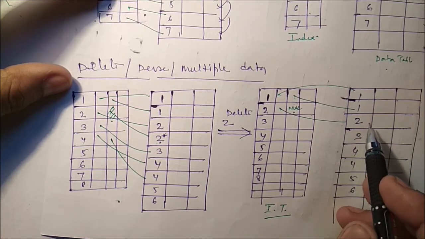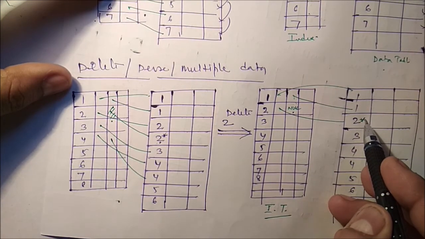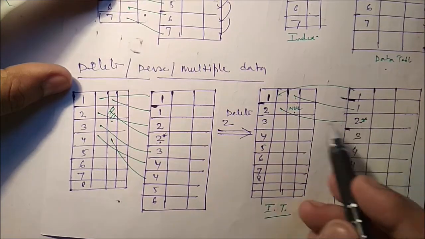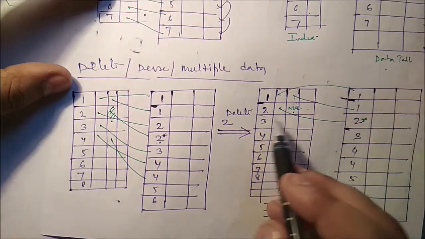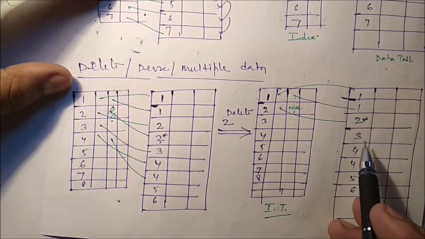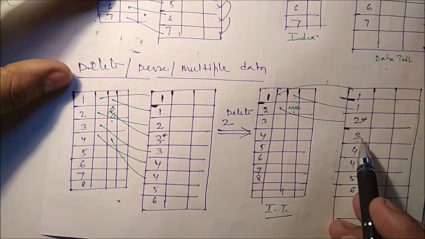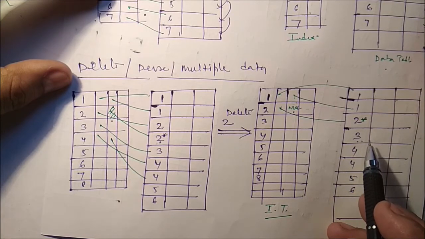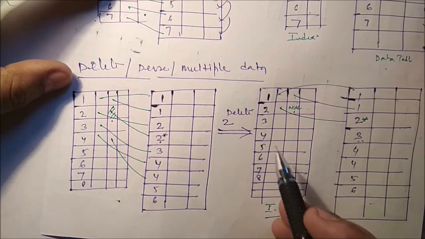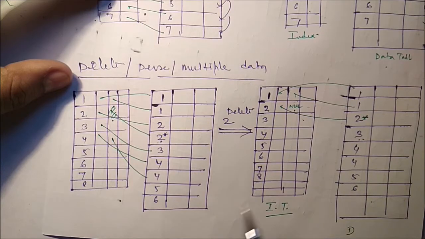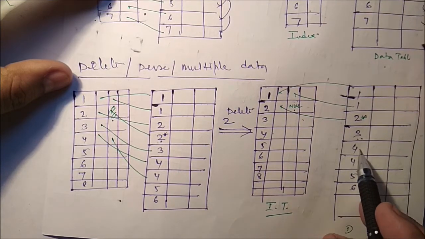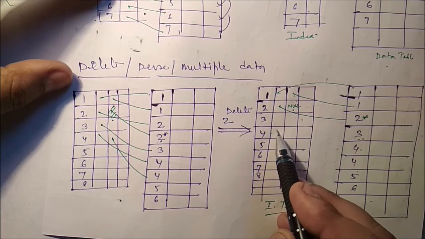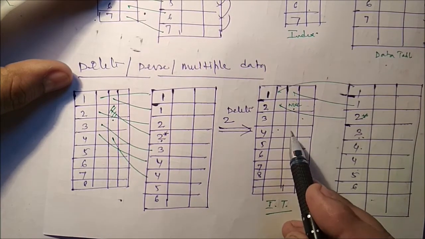Now suppose we have to delete this particular 2. Definitely we have to remove this pointer as well as the total entry, because no 2 is present. Suppose you want to delete 3, definitely you have to delete 3 from this database, as well as update this particular data. Suppose two 4s are there, and if you want to delete one, here you have to put null, and we can keep the address of this particular 4 as it is.